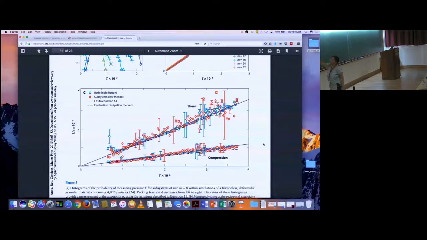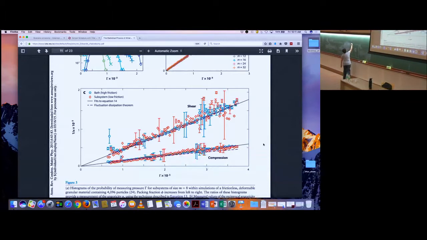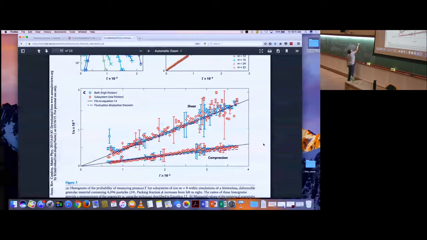So each point here is a different phi total, a different gamma. Yes, so gamma is the trace of phi total. Let me write it down. So you take a particular gamma, either created through pure compression, or you shear and you measure gamma, and then you look at this.